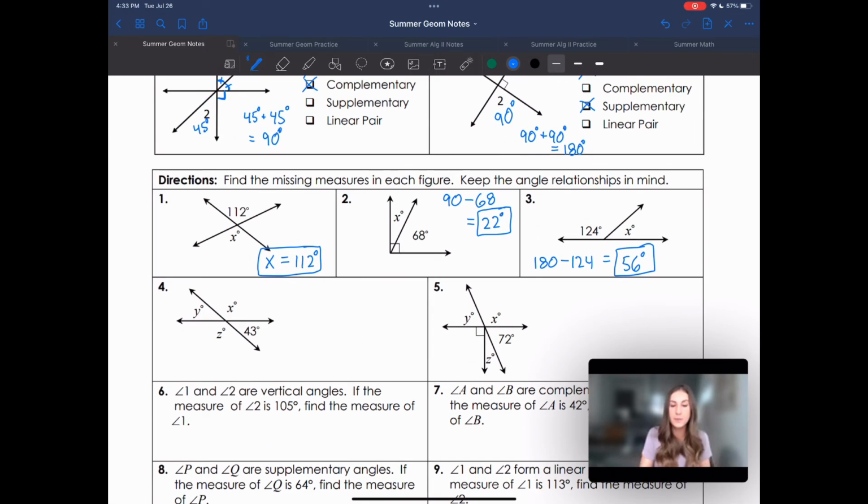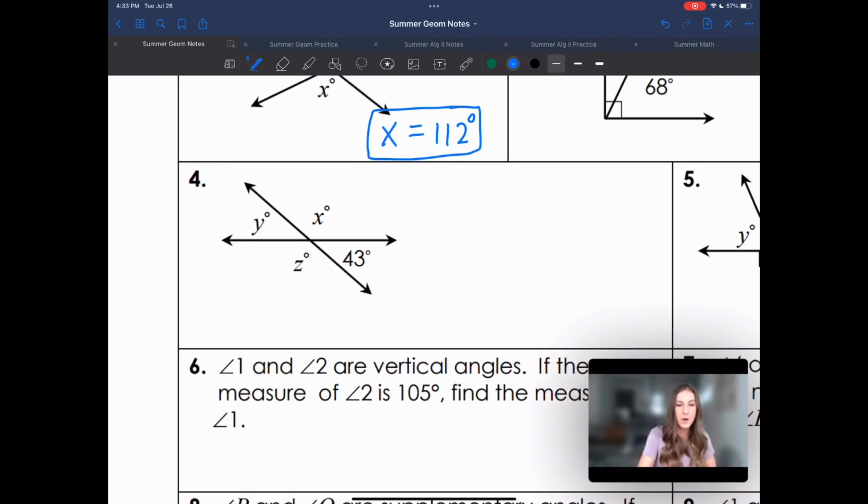Good, so those ones are pretty simple. Of course, they're gonna get a little bit more challenging. Number 4, we actually have 3 variables to find right here. Okay, so let's see, which one would be easiest to find first? Well, let's write off to the side. We wanna find X, Y, and Z. I would actually find Y first, because think about it. That one's just vertical with the 43-degree angle. So those we know are the same. So Y equals 43 degrees.